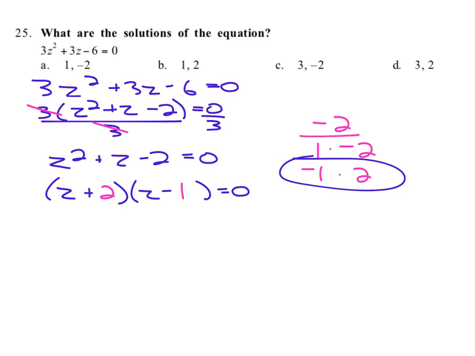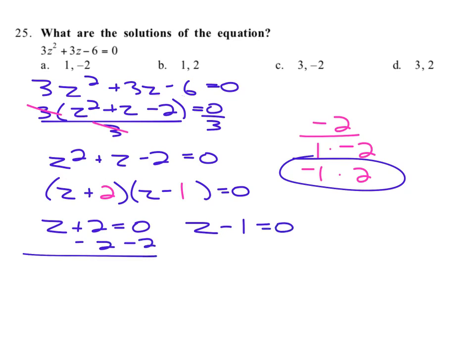and a negative 1. And since they want to know what the solutions are, we have to take each one of those, set them equal to 0. Maybe z plus 2 is equal to 0, or z minus 1 is equal to 0. Solve them both. Minus 2, plus 1.